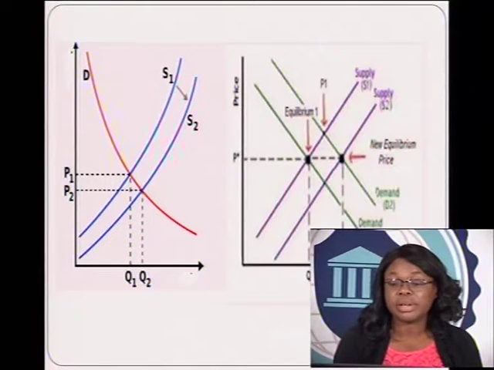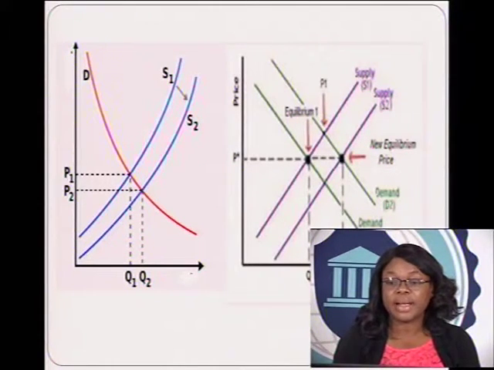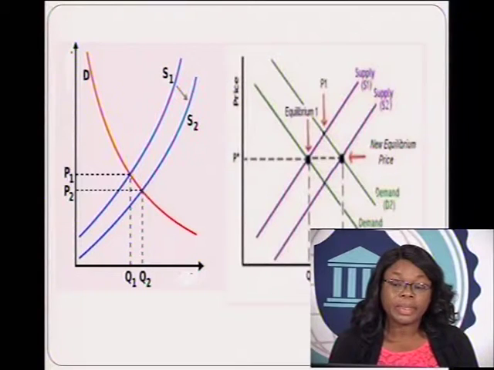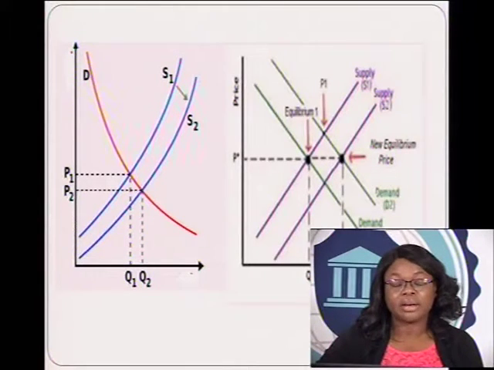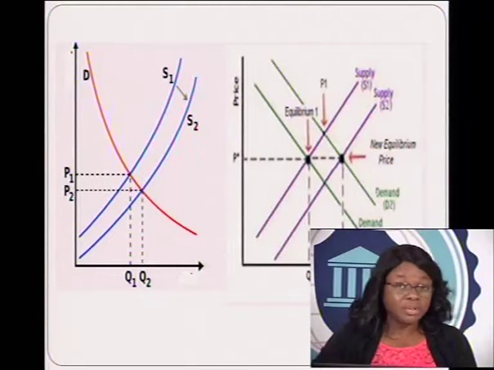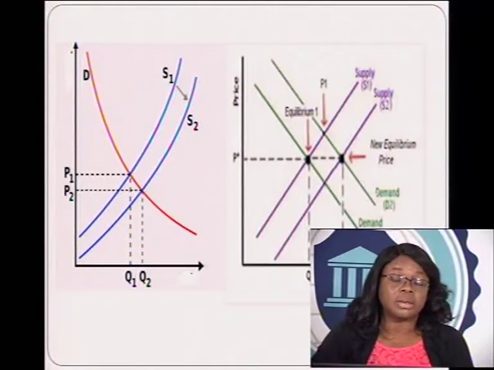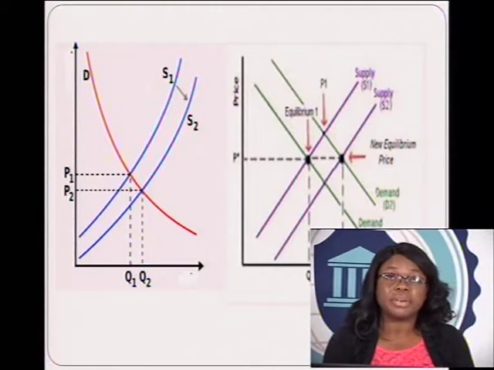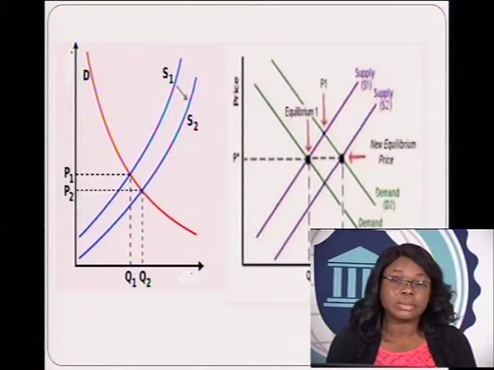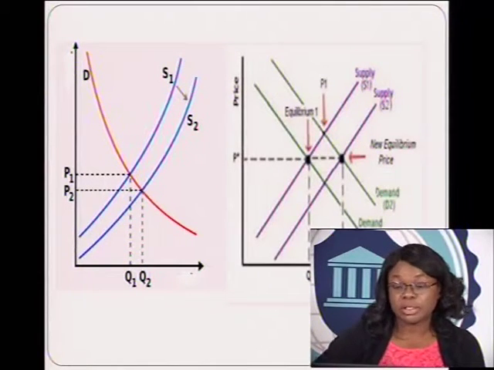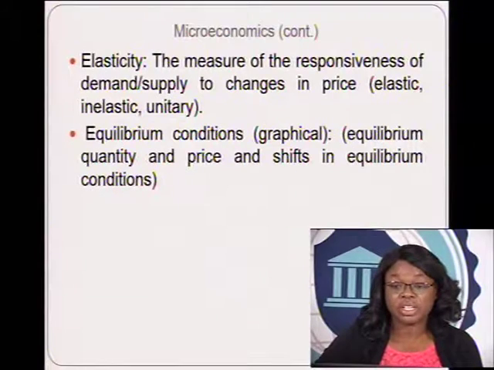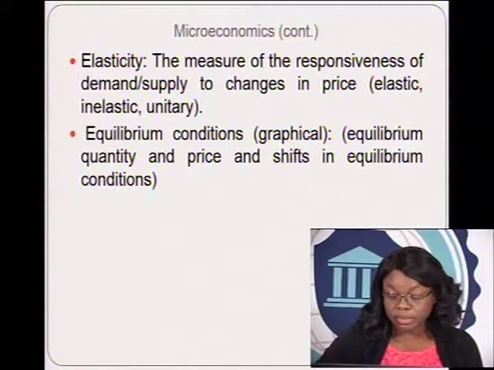Increase in demand from D1 to D2, an increase in supply from S1 to S2. And you can see the effect it has on quantity. So this is a theory of demand and supply. Once again, we look at the theory of demand and supply, which is the relationship between price and quantity demanded or quantity supplied. The relationship between demand and quantity and price. And the equilibrium conditions, what happens when there's a change in those initial conditions.